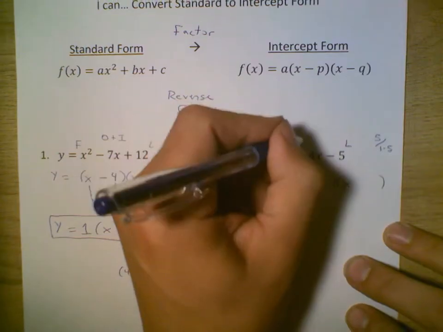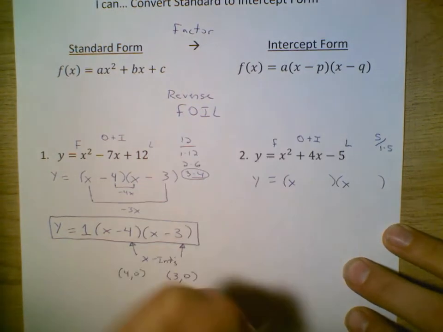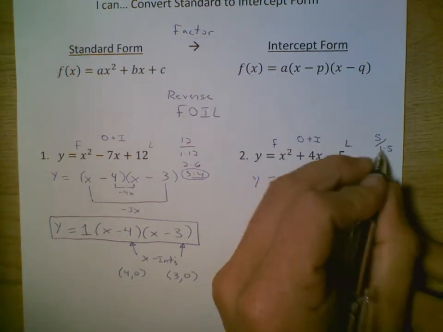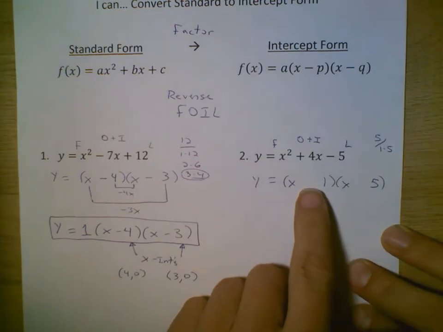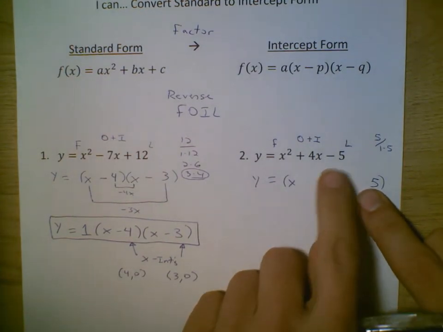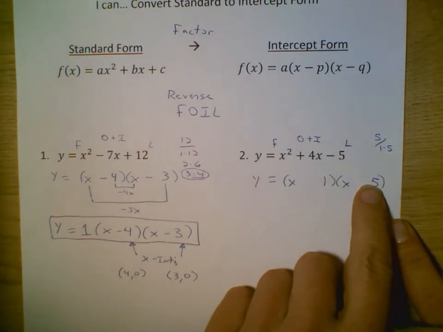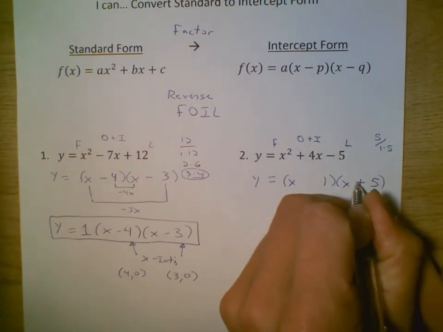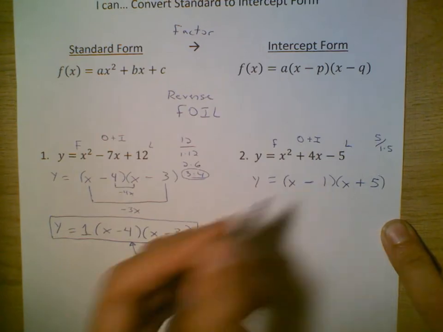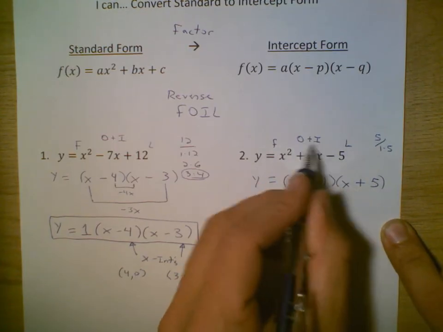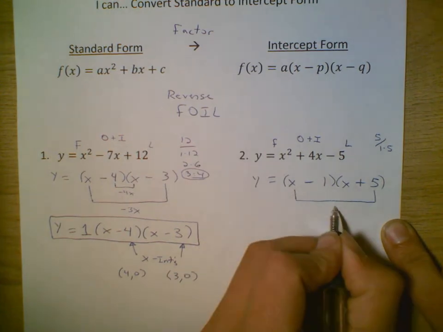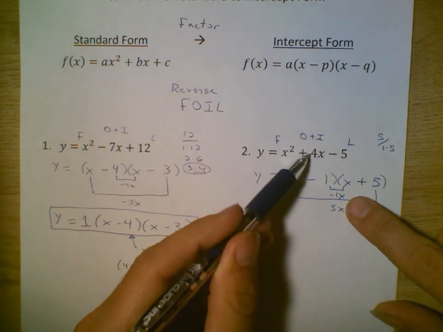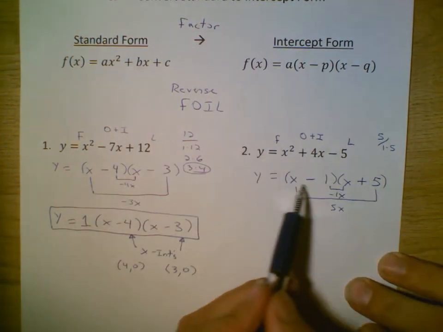And then I just have to check that the outside plus the inside part of FOIL will combine to give me the middle. I know 5 only breaks down to 5 and 1. Then I just have to decide where the negatives should go. To get a negative 5, one of these two numbers needs to be negative, but I want a positive 4 in the middle. So I want the 5, the bigger number, to be positive and the smaller number to be negative. Now when I check the O and the I, the outside gives me 5x and the inside gives me negative 1x. If I combine those, do I get 4x? Yes. So this would be the correct factoring.